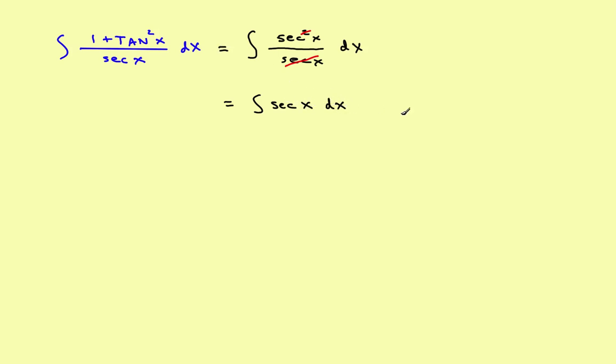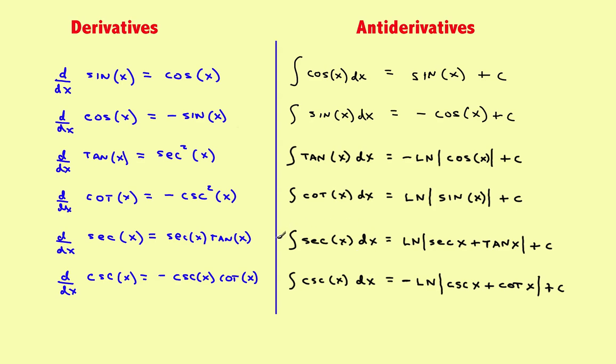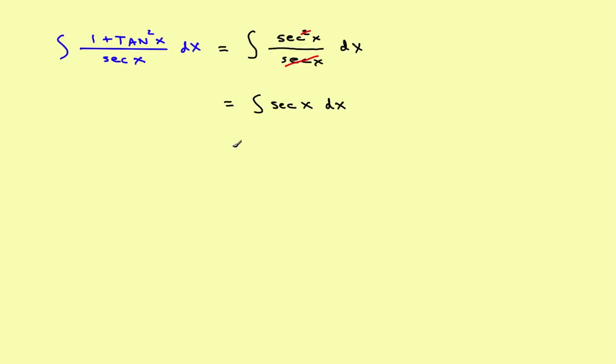Now, as you go through it, continue to look back at your list and see if you've got it to something that you can work with. So now we've got an integral of secant. Go back to the list, and here is the integral of secant. So the integral of secant is the natural log of the secant plus the tangent. So now you've got something you can turn it into.